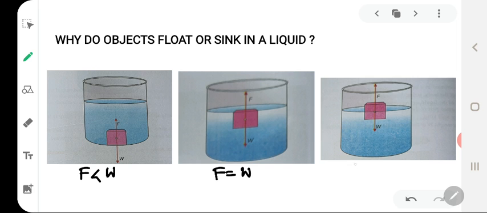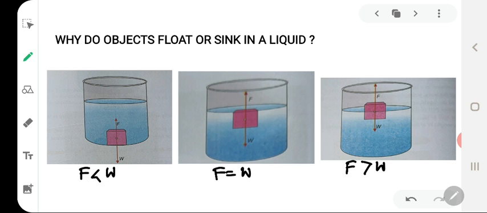Coming to the third situation, when the buoyant force is greater than the weight. Since the upward force is greater than the downward force, the body will float on the surface of the water or remain partially immersed in the liquid. So this happens with a cork or wax.